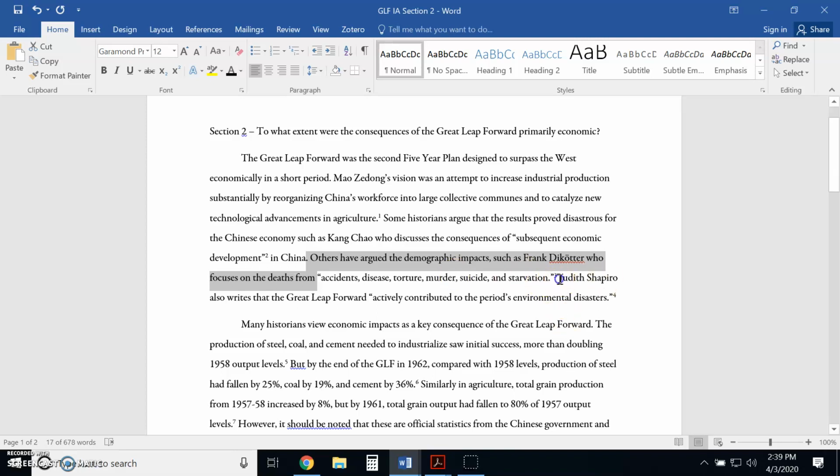And then the third perspective is the environmental devastation. There was mass widespread deforestation, soil erosion, soil degradation, increased CO2 production because of all the coal factories that were fired up, and lots of engineering problems that led to things like droughts and famines. So these are 3 key perspectives that I'm going to discuss in my IA.